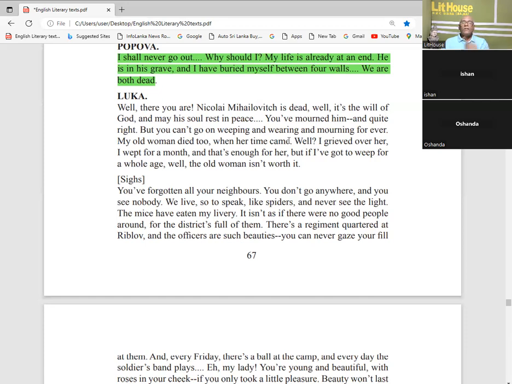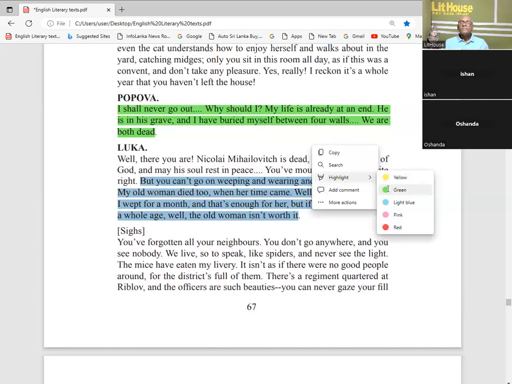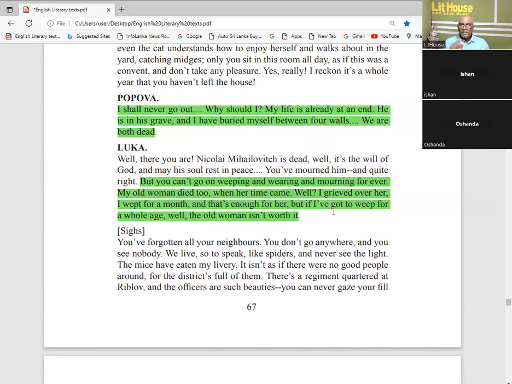It is the will of God. You have mourned him quite right. It's okay, madam. It's okay. But underline, you can't go on weeping and mourning. Underline. Right. Underline, these words are very important. But you can't go on weeping and mourning forever.